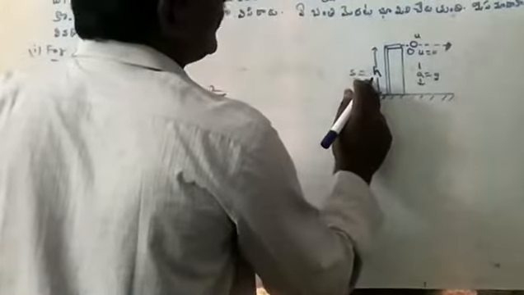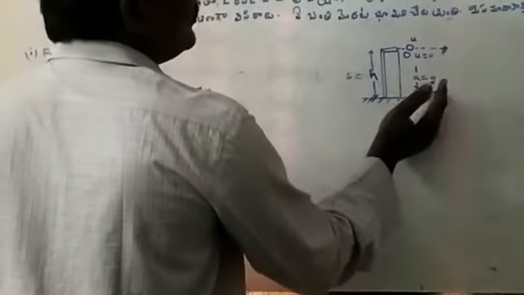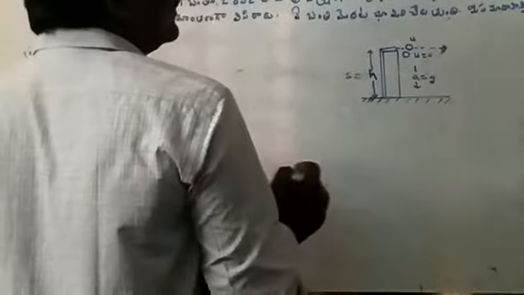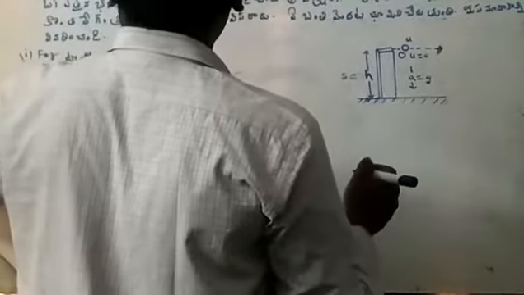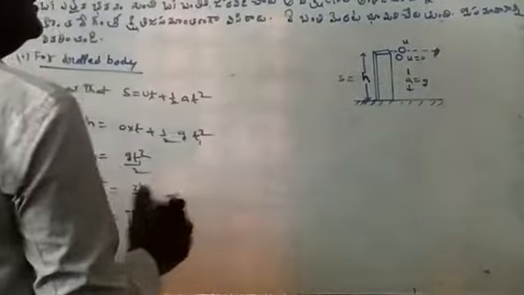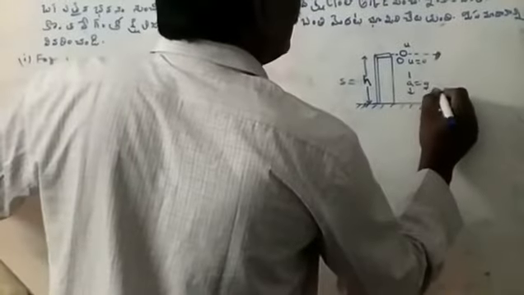Distance traveled s is equal to h. Acceleration a is equal to plus g, because it is downwards, and the time taken by the body to reach the ground from the top of the building is t1. Next case.